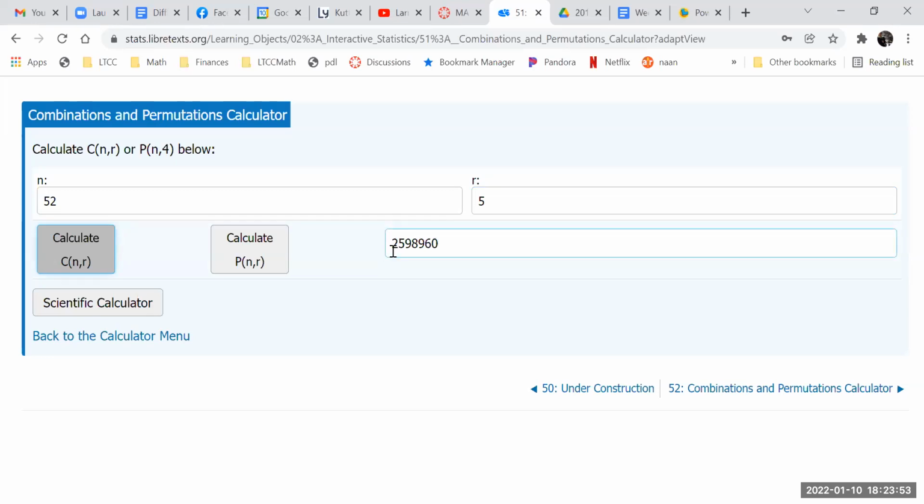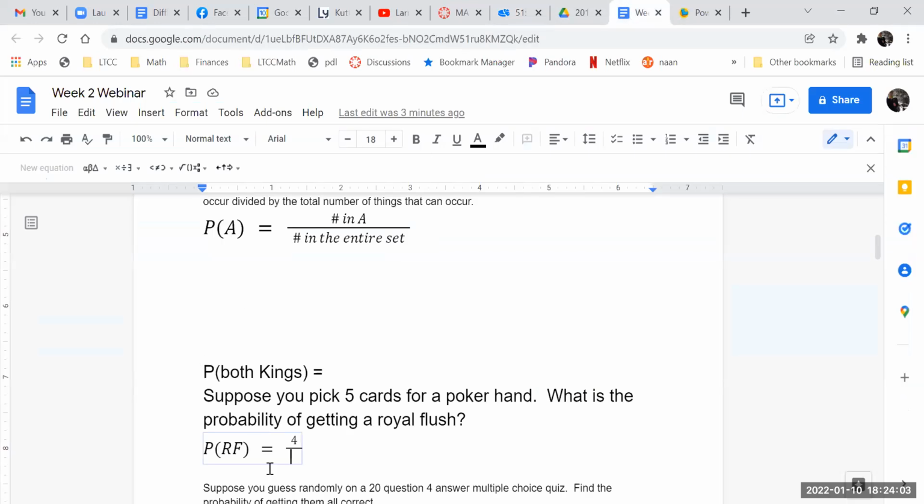So what we get is 2,598,960 different poker hands. I'm going to copy that. Copy and paste is wonderful. And I can paste that in. Any questions at all on this particular example?